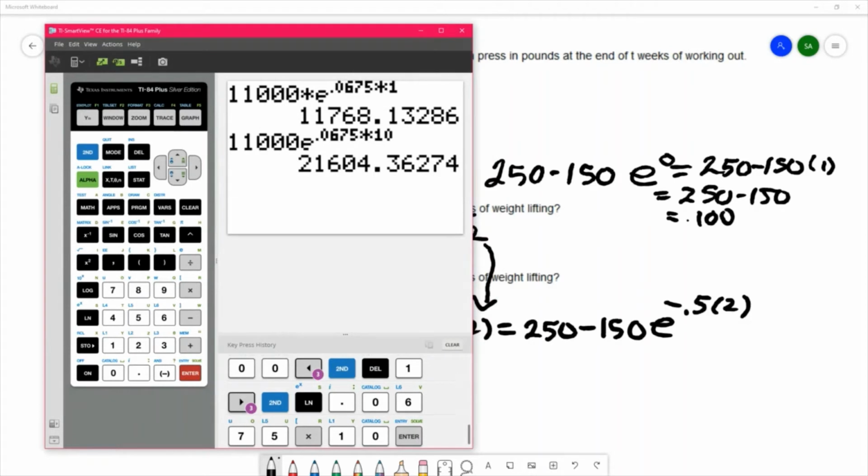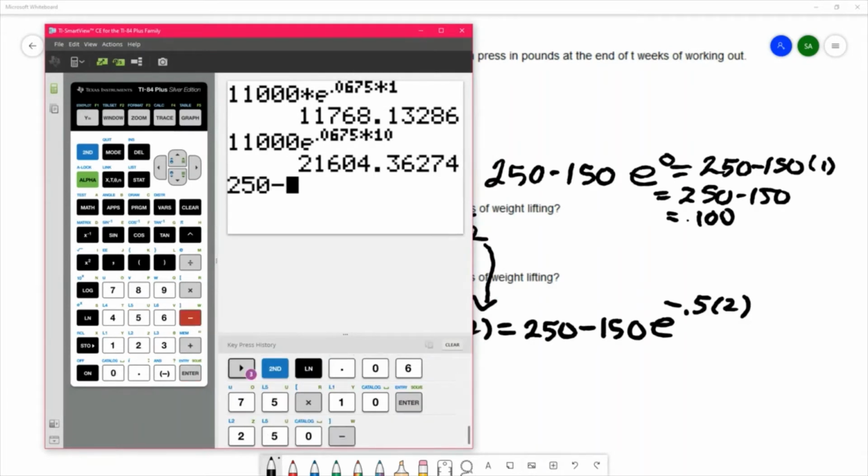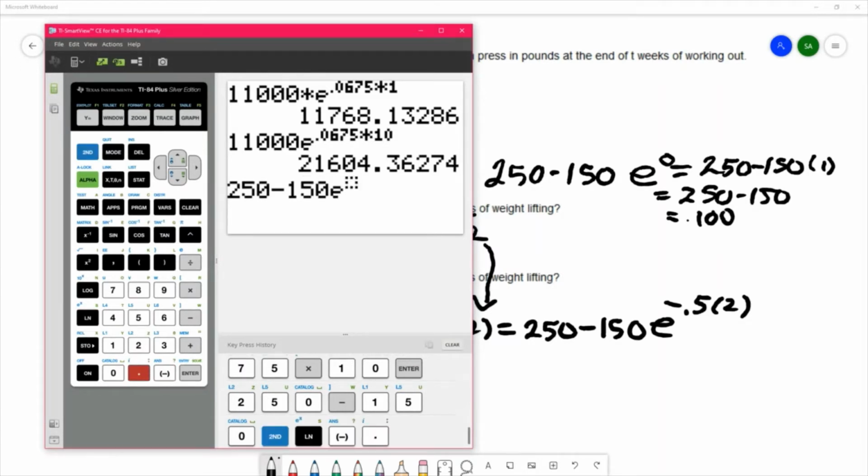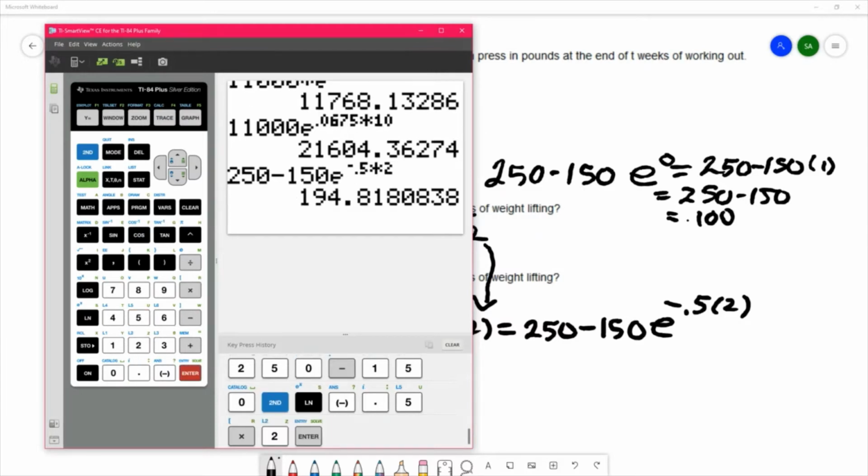That's 250 minus 150 e to the negative 0.5 times 2. So at the end of 2 weeks of training, this person can now bench press a maximum of 194 pounds. We're going to round to the nearest whole number and say 195.